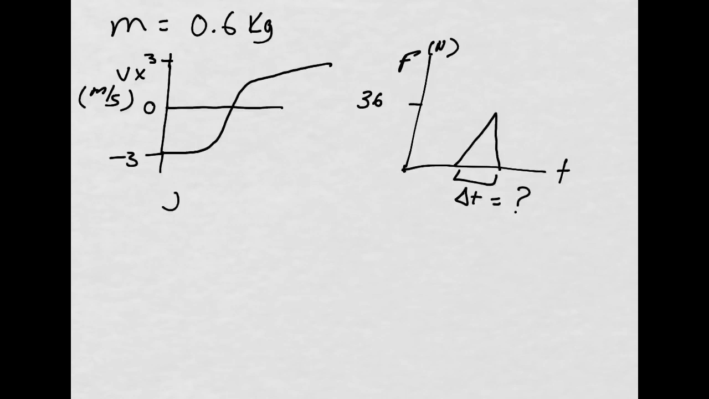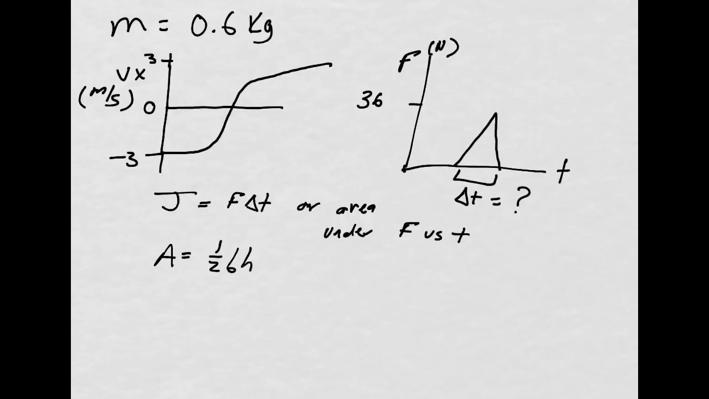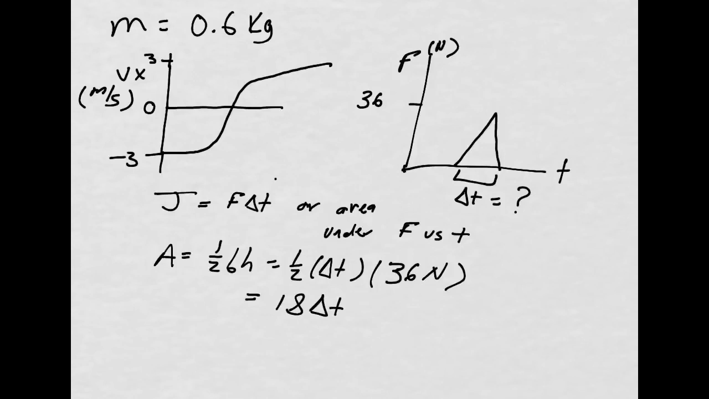So, we need to use our impulse equation, which is F delta t, or area under force versus time graph. So our area is equal to 1/2 base times height, which is 1/2 delta t, which is our unknown, times our height, which is 36 newtons. So this is just 36 divided by 2, so this is 18 delta t. So our impulse is 18 delta t.